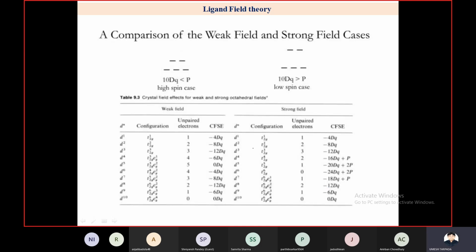So this is almost similar, and this is the result of crystal field effect for weak and strong octahedral complex. In this case, the pairing energy is higher, so this is a case of high spin complex where electrons remain unpaired. And here the pairing energy is lower, so this is the case of low spin complex.